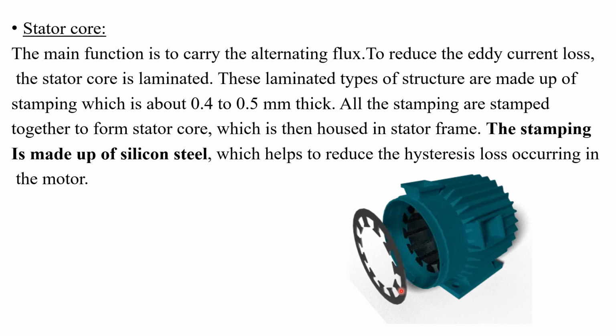silicon steel. Silicon steel is used in order to reduce the hysteresis losses. Normally 4 to 5% of silicon can be added to reduce the hysteresis losses. So to reduce the eddy current losses we can laminate these stampings, and in order to reduce the hysteresis losses we can use silicon content. Okay.